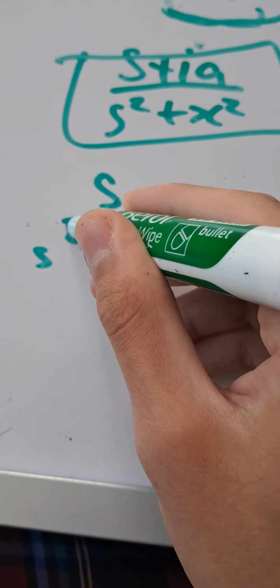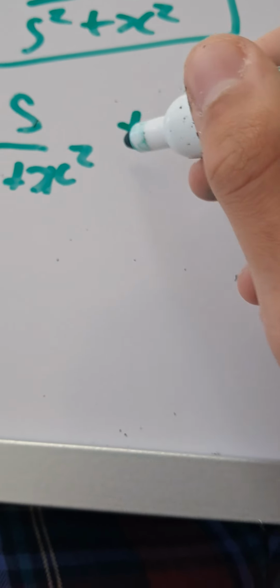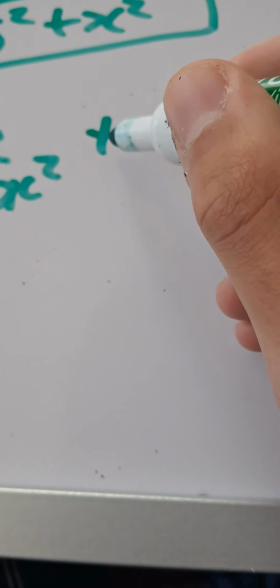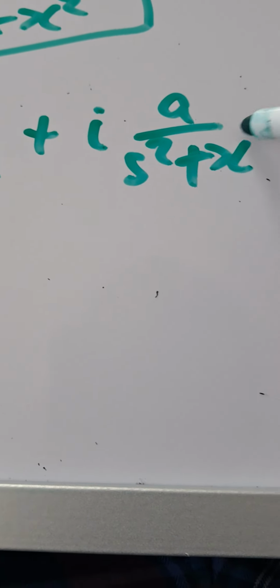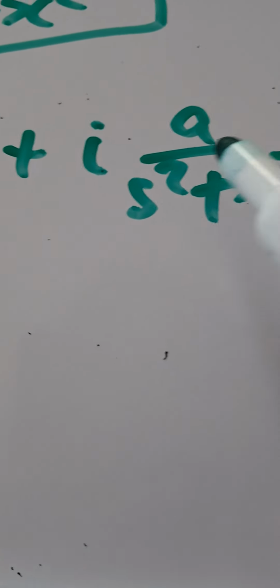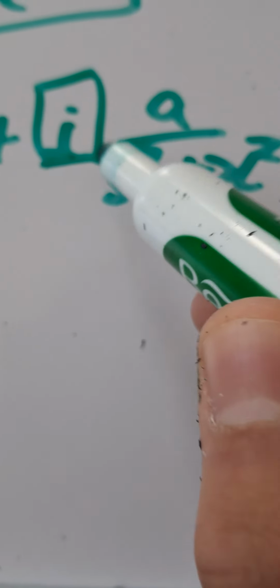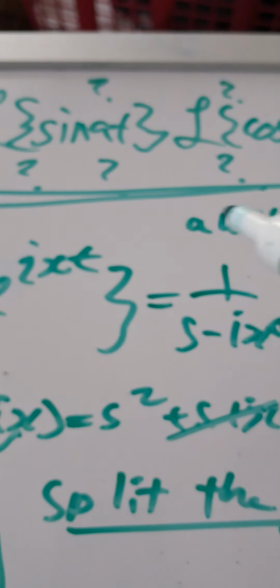plus i times x over s squared plus x squared. Because remember, we want to isolate a term that contains the imaginary unit to find the imaginary part of our Laplace transform.